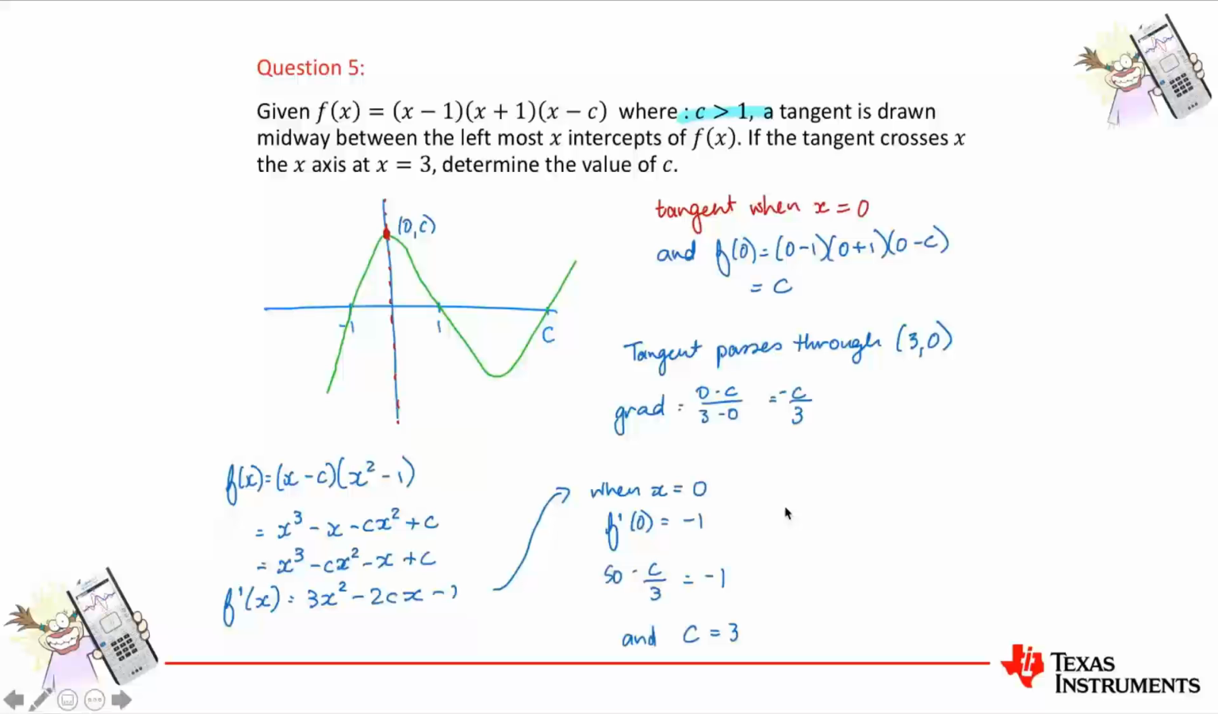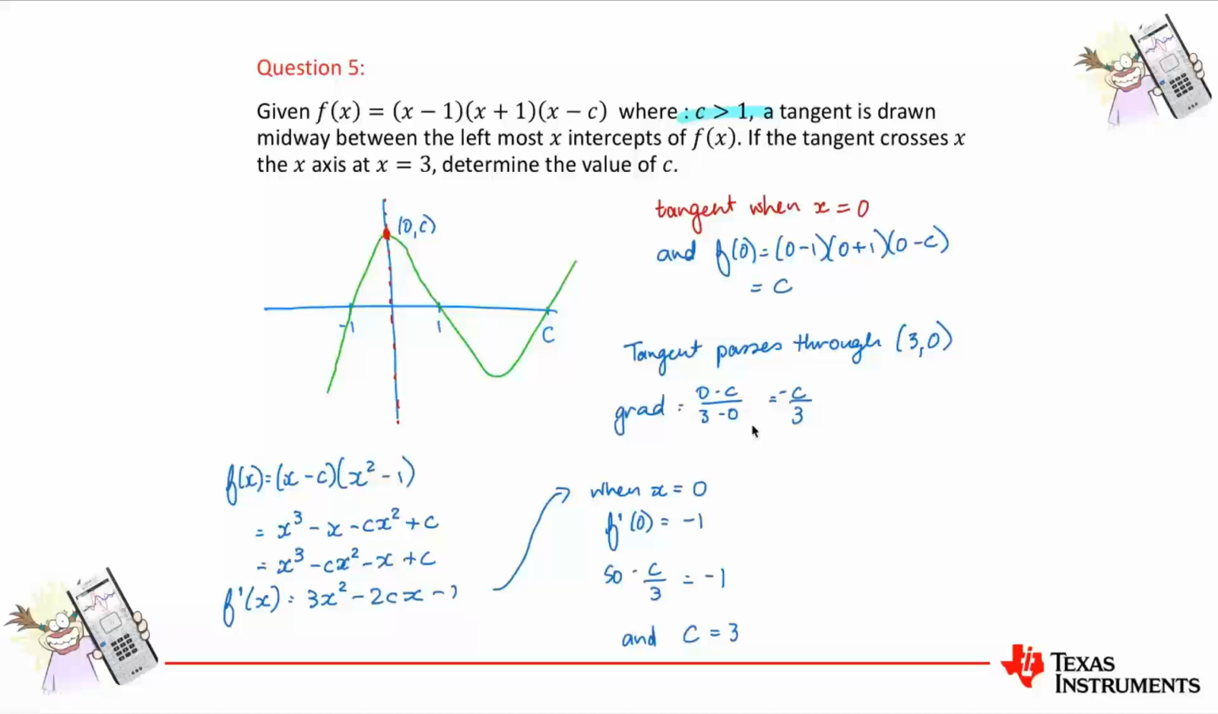So, where to go from there? I know that my tangent now must pass through 3, 0 on the x-axis. I know that one of the points where it touches the graph is at 0, c. So I can find the gradient using the gradient formula, y2 minus y1 over x2 minus x1. And I know that somewhere there needs to be a tangent that passes through here.